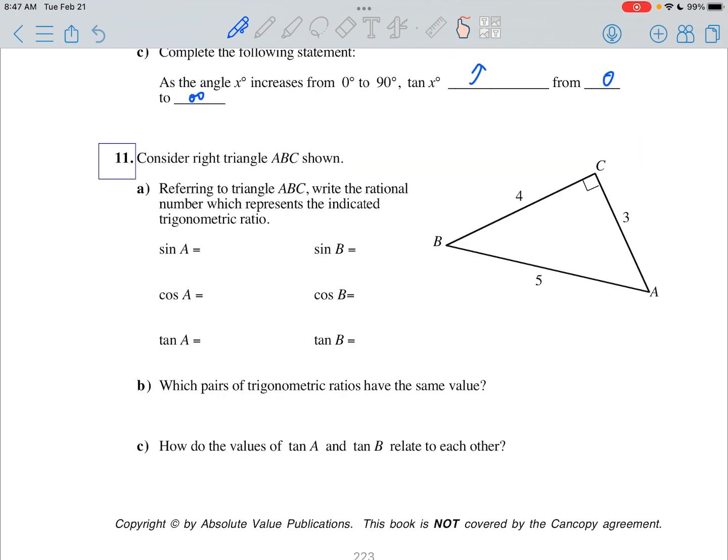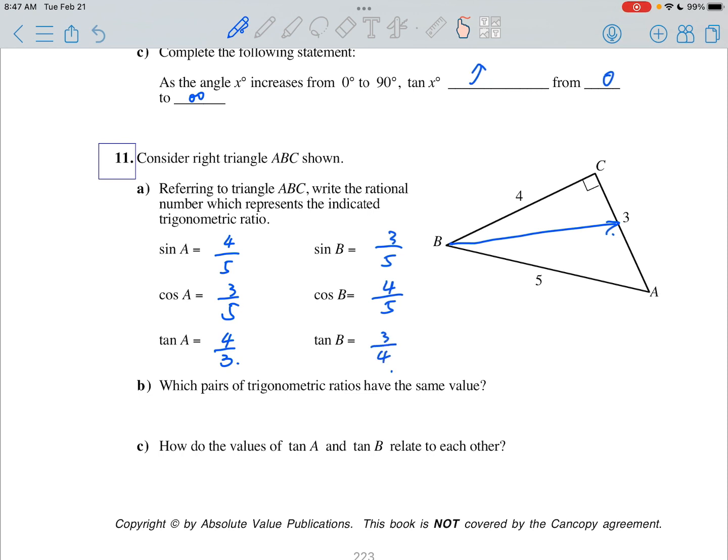Okay, so number 11. Consider right triangle ABC shown. Referring to triangle ABC, write a rational number which represents the indicated trigonometry ratio. For A, sine A is opposite over hypotenuse, 4 divided by 5, and cosine is 3 divided by 5, and tangent is 4 divided by 3. And then for B, AC is opposite, so sine is 3 over 5, and cosine is adjacent, 4 over 5. And then tangent is 3 over 4.